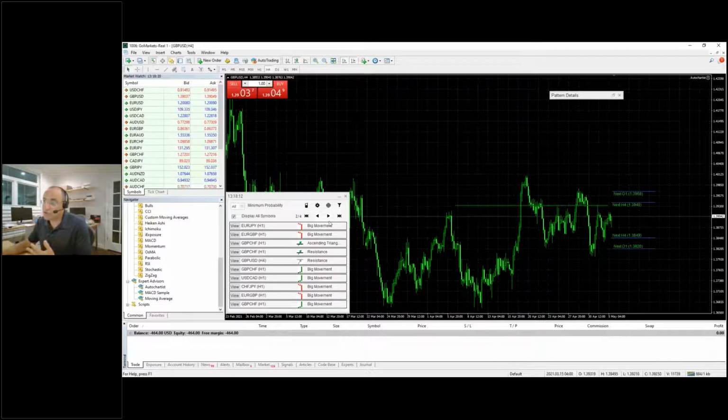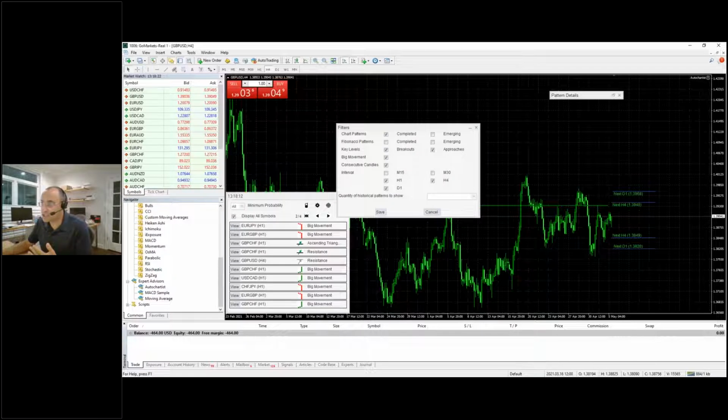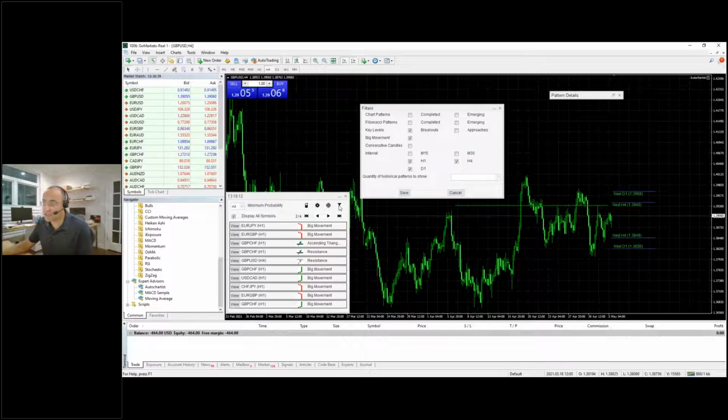Let's just say you're not a technical analyst. You don't want to see breakout chart patterns and consecutive candles. You only want to look at key levels and big movements. What you do is click on that little filter icon. It comes up with a little filter section where you can check and uncheck different types of trade setups that you may want to see.